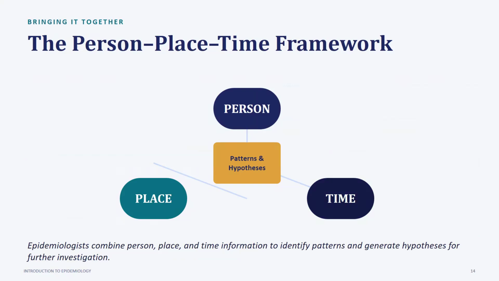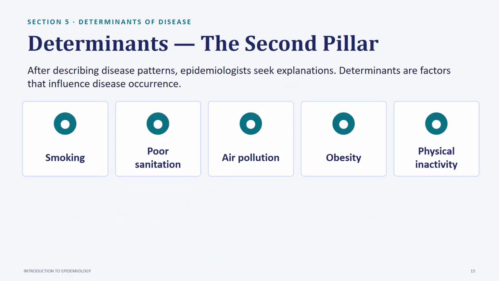So this diagram shows the person, place, and time framework that epidemiologists combine person, place, and time information to identify patterns and generate hypotheses for further investigation.